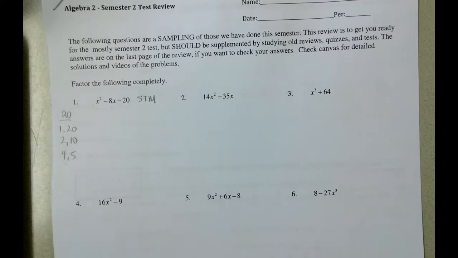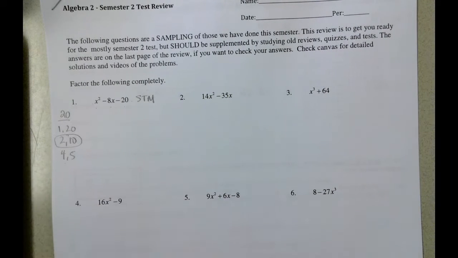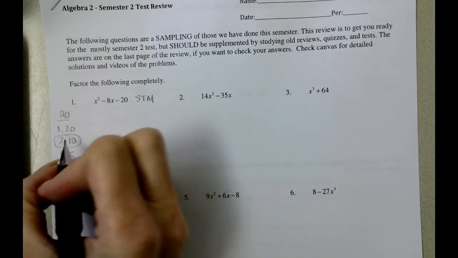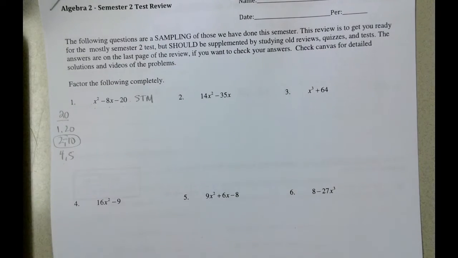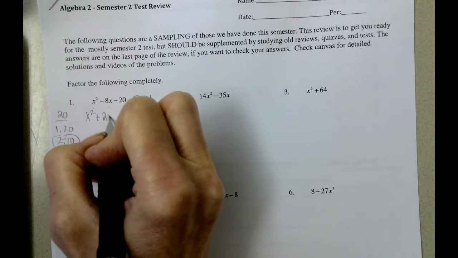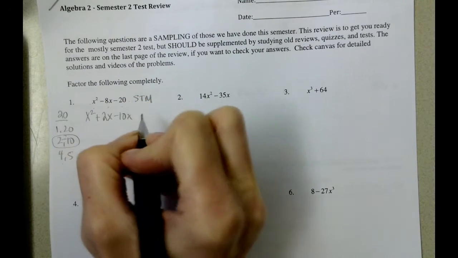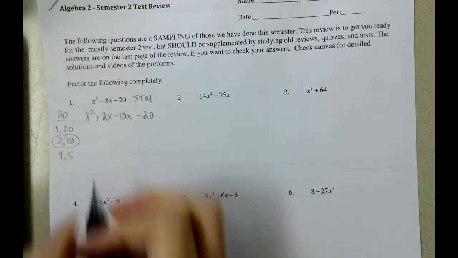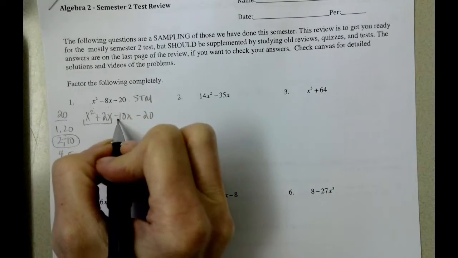And what we're looking for is what combines to be 8. And combines means either adds to be 8 or subtracts to be 8. And 2 and 10 are going to combine to be 8. It's actually going to be 2 minus 10. So we get x squared plus 2x minus 10x minus 20. And then we can group here and here.